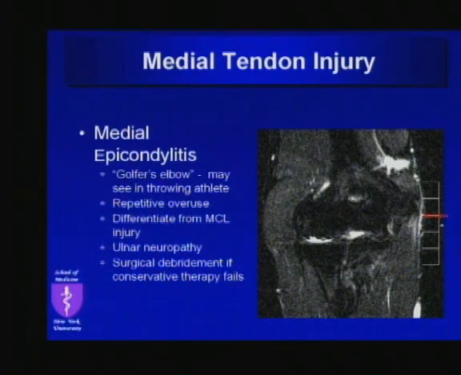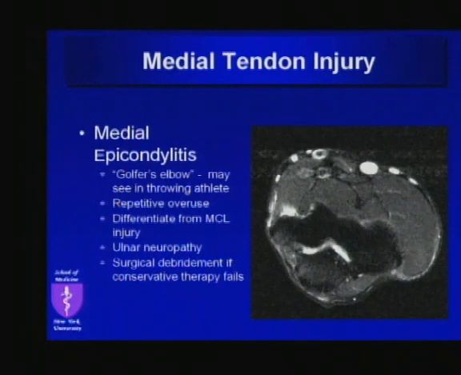Here you can see the arrow denoting a subtle increase in T2 signal on this fluid-weighted sequence at the medial epicondyle and the common origin of the flexor tendon, seen very nicely on the axial images. Here you can see that small pocket of fluid, high signal intensity, interposed right at the origin of the common flexor tendon. That's a partial tear associated with medial epicondylitis.